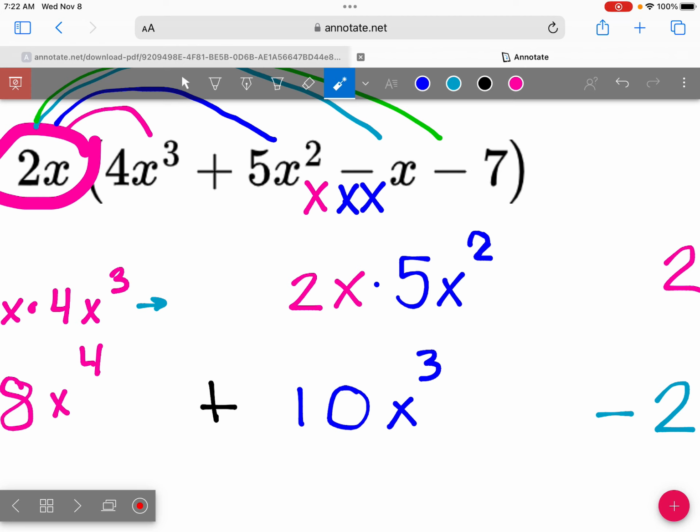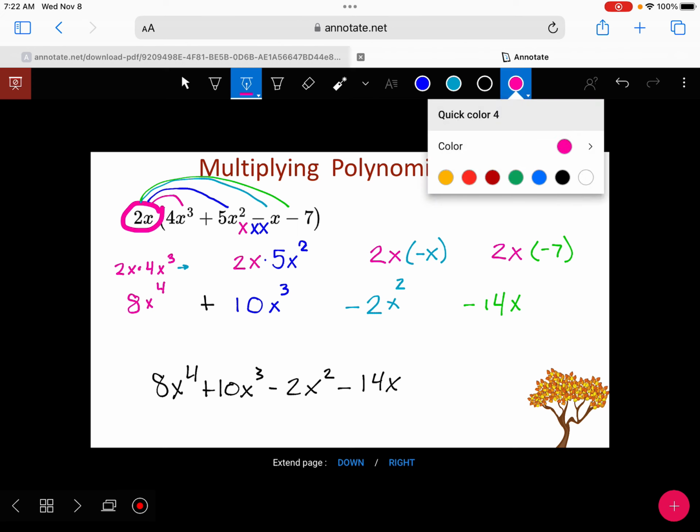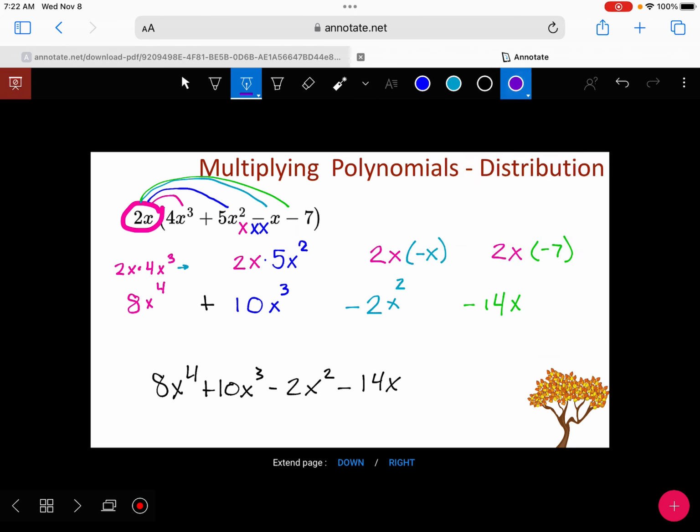Because we're going to be using this a lot today. We're going to be distributing a bunch. When we are multiplying polynomials, we are going to do distribution a gazillion times. And that is barely an exaggeration. Okay?